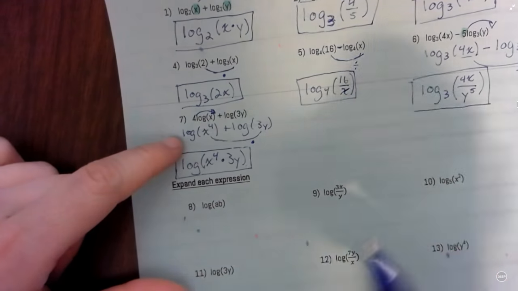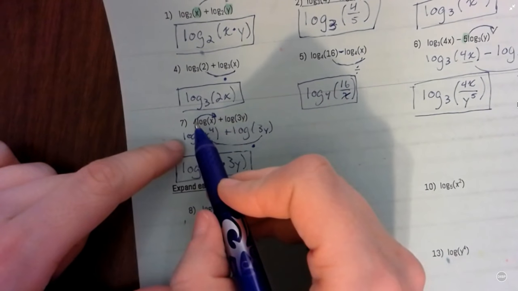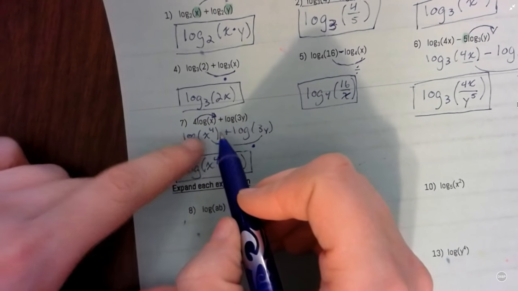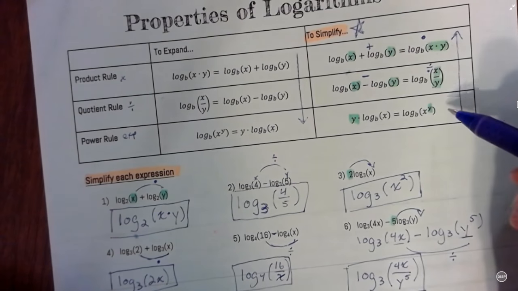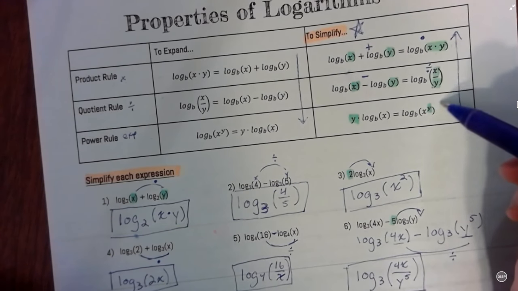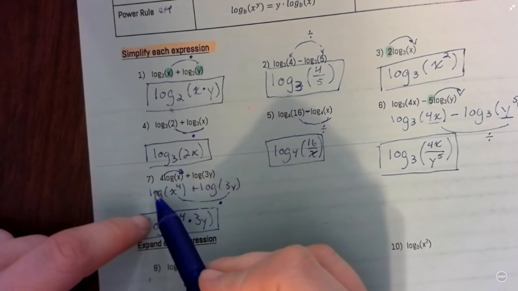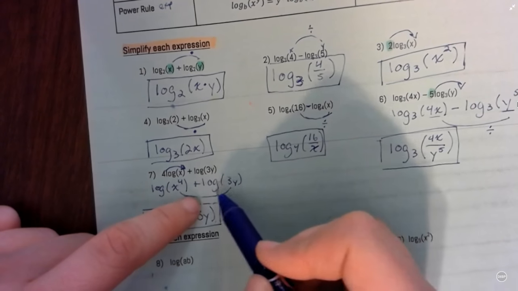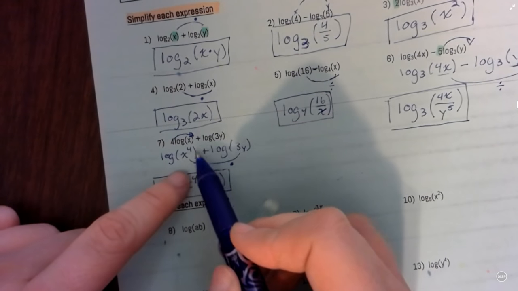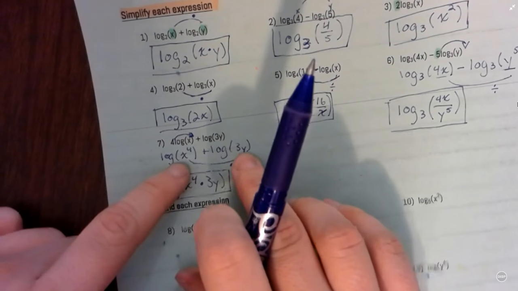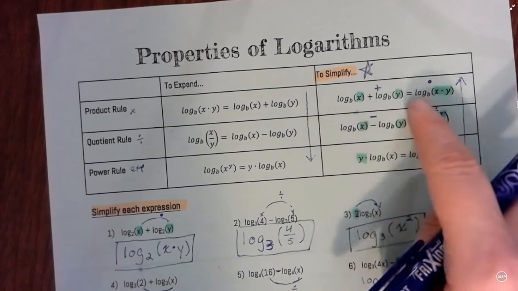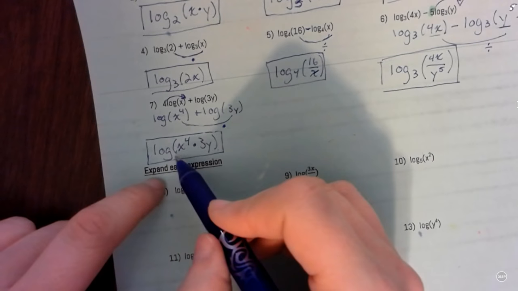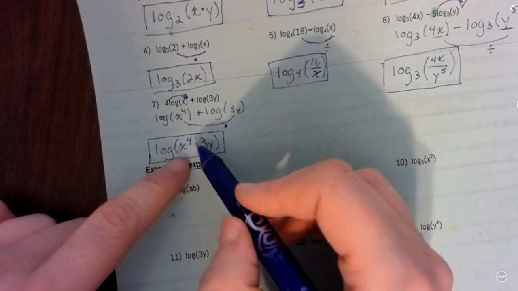On the final one, I have 2 different rules in use. I noticed I had this 4 in front, which could become an exponent. And since I have to go this direction, I'm going to use my power rule first. So I'm going to take that number in front and make it an exponent. So I get log base 10 of x to the 4th power, and then plus log base 10 of 3y. And then this plus tells me I can use product rule to combine the arguments by multiplying them. So that gives me log base 10 of x to the 4th times 3y.